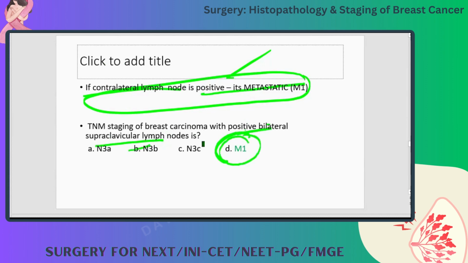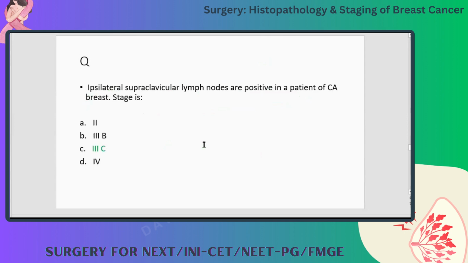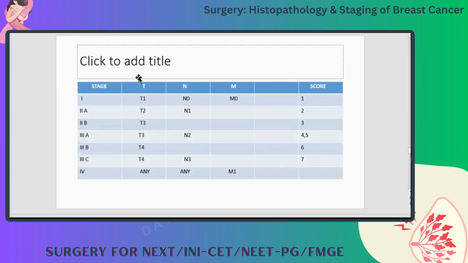Okay, sir. Yeah. So this is group staging. Once this is done, we'll go here. See here, this is TNM staging: T, N, and M. And once we do the group staging, we get 1, 2A, 2B, 3A, 3B, 3C, and 4.